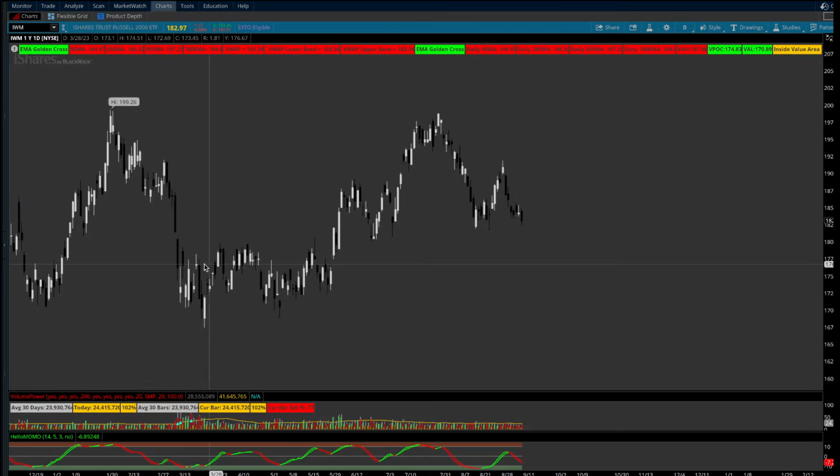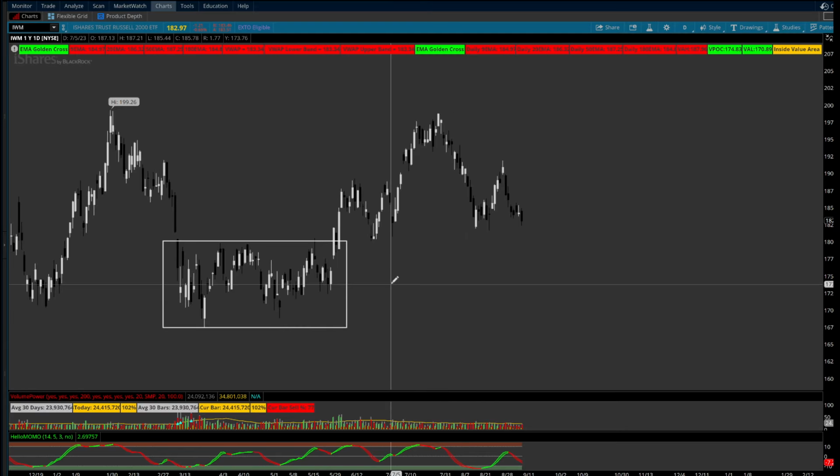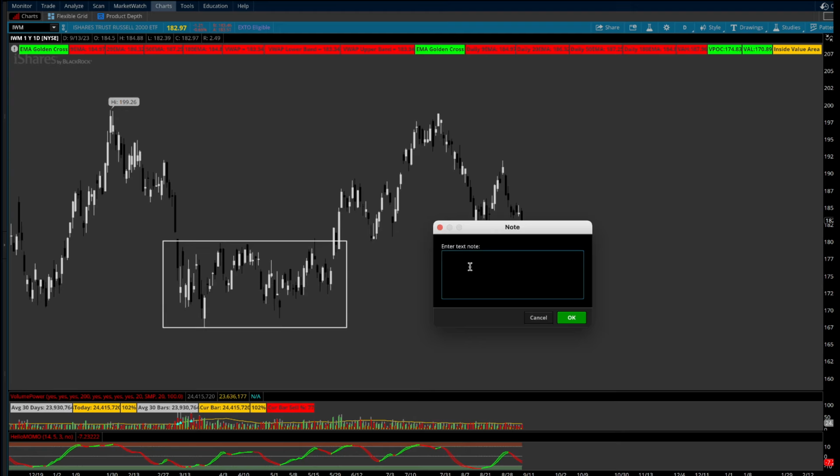So what do we have right here? We have a classic accumulation phase in the markets. So let's mark it off right here, and we'll just put this in like so.